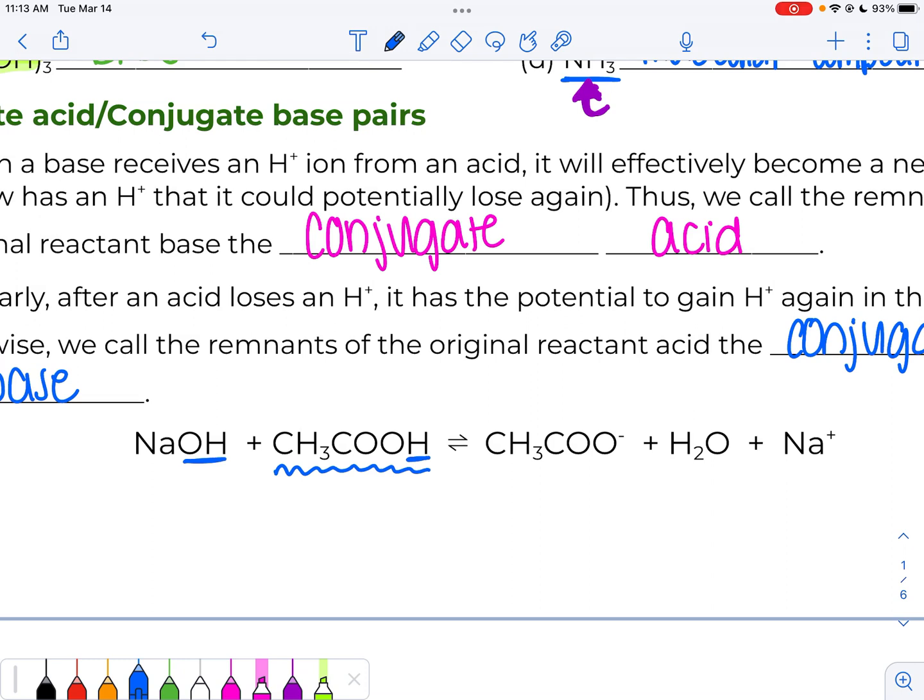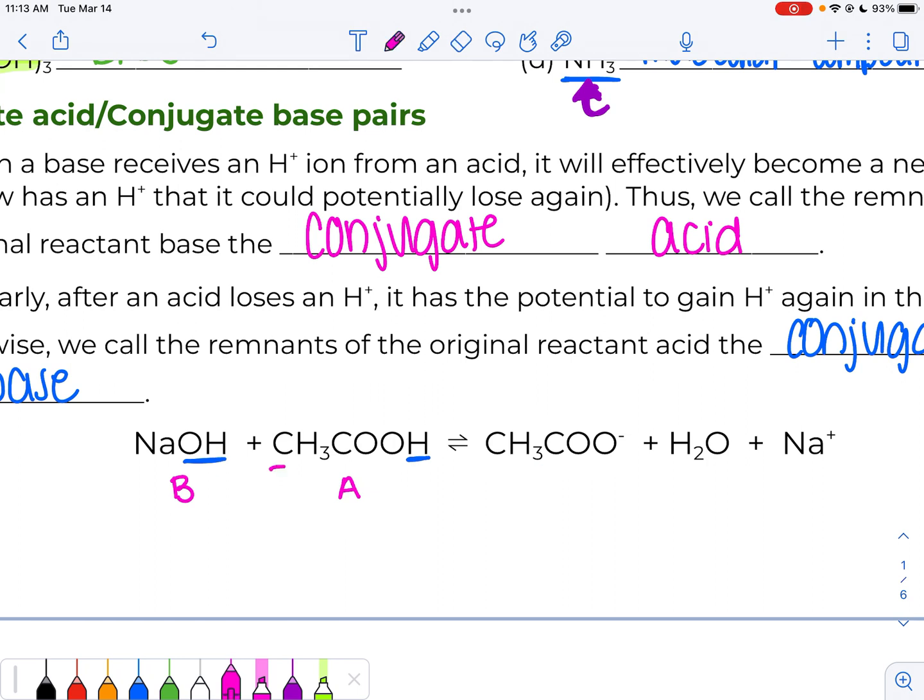You can also get a little bit of a hint when I give you the products too, to see which one loses a hydrogen or which one gains. So here, this thing is going to lose its hydrogen. It's going to donate it. So that means that this must be our acid, and this must be our base. So I'm going to label those right underneath.